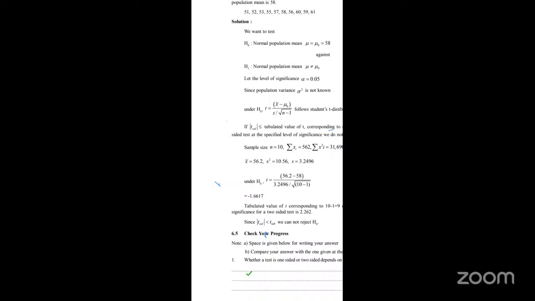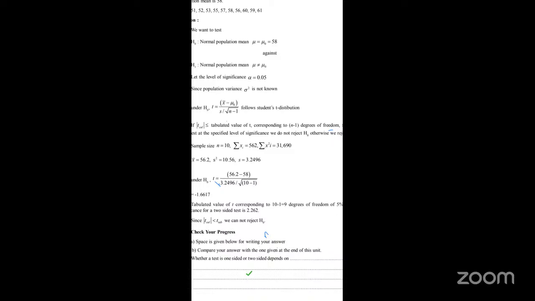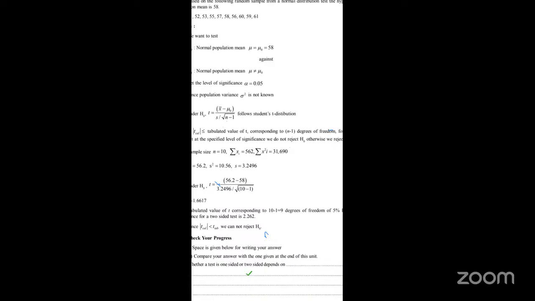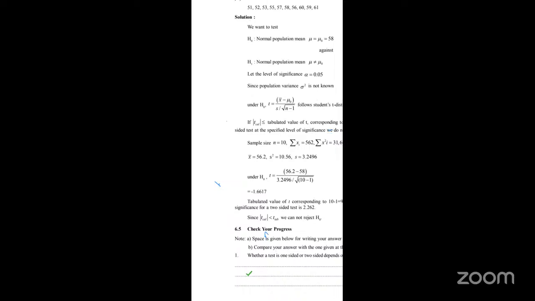So here, check your progress. Whether a test is one-sided or two-sided depends upon the alternative hypothesis. For a normal distribution, which is bell shaped, if the observed sample point lies in the left hand side of the region, that is the left tail test, and the right hand side of the region is the right tail test.